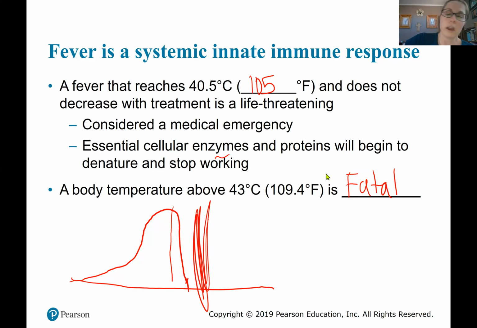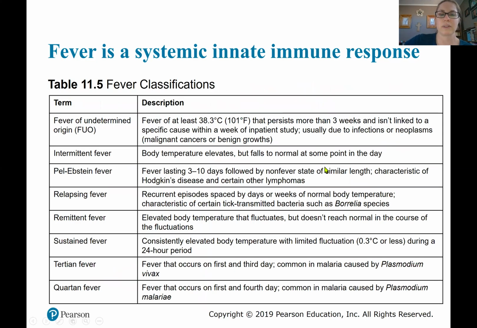Okay. And then the last slide here is just some different types of fevers. You can read through these and look at these on your own, but I'm only going to focus on a couple of them. Intermittent fever, these are ones I think that you're going to come across the most and need to be the most familiar with. So an intermittent fever is one where you get a high body temperature, and then it's going to fall to normal. High body temperature, normal. High body temperature, normal.